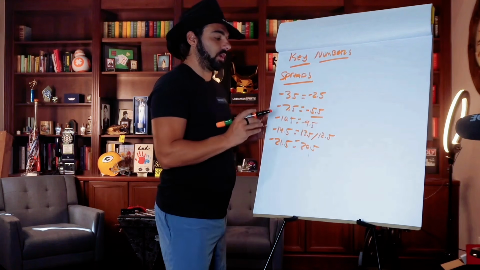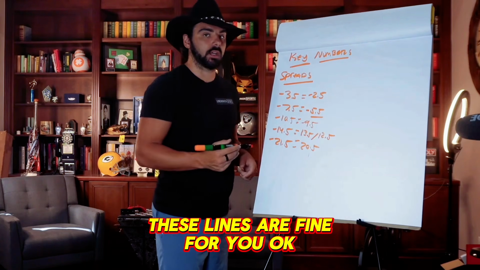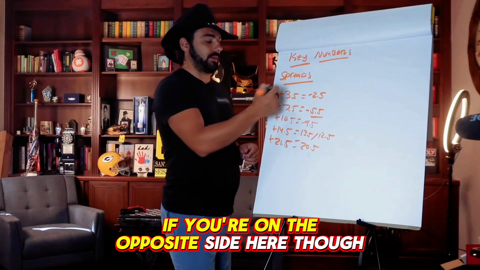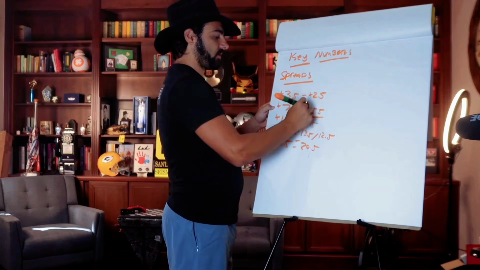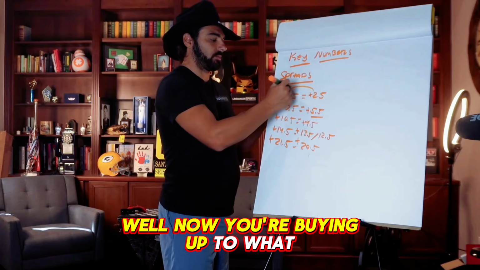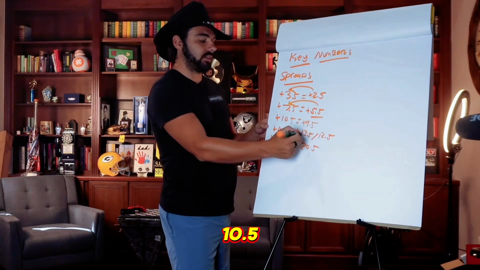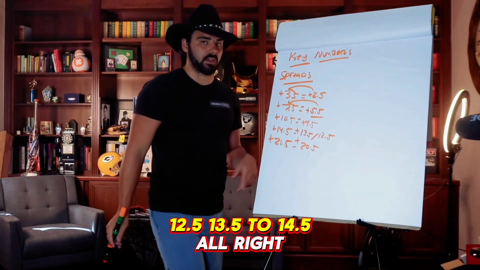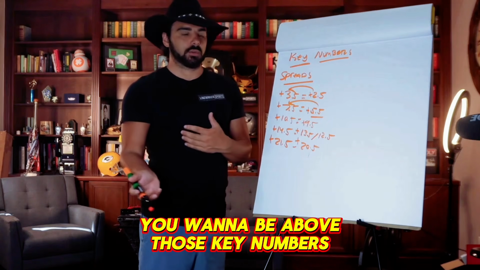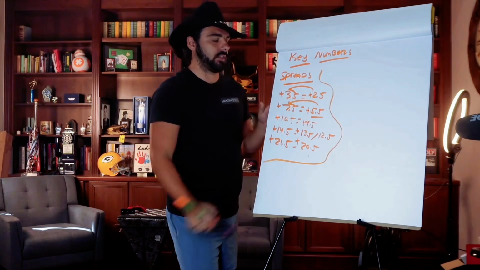Now, if you are betting the underdog, these lines are fine for you. Okay? If you change these to plus, these are fine. You don't need to buy anything. If you're on the opposite side here, though, let's say change all those to pluses. Okay? If you're on an underdog and it's plus 2.5, well, now you're buying up to what? 3.5, 5.5, 7.5, 9.5, 10.5, 12.5, 13.5 to 14.5. All right, because it's the opposite. You want to be above those key numbers and buy off and on those key numbers, because that is where you'll get burned by the hook most of the time.